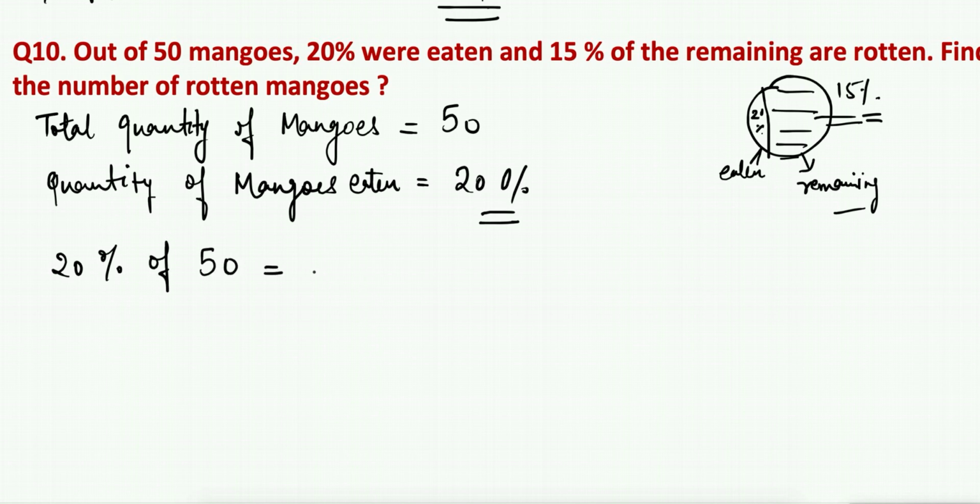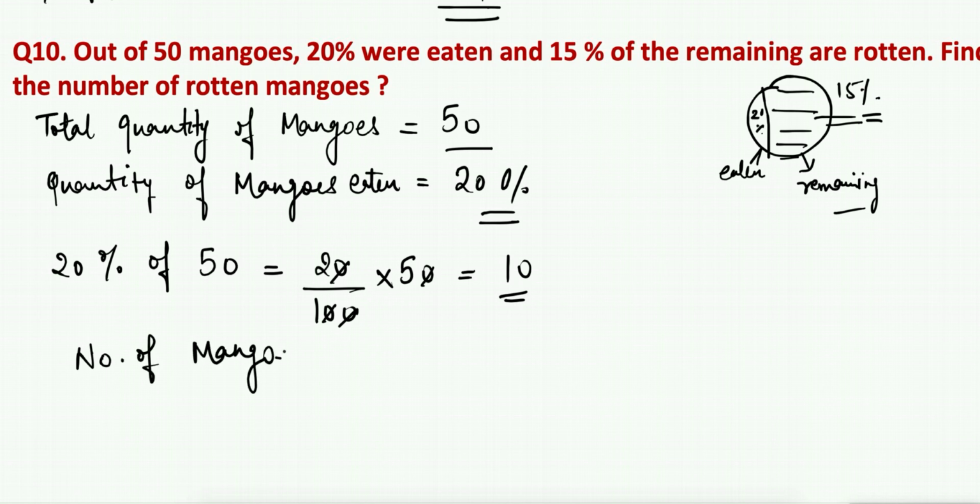First we'll find out this one, because the total quantity is mentioned 50 and 20% of the total were eaten. So first we'll find how many mangoes are eaten. 20% of 50 is how much? 20 divided by 100 multiplied by 50. 5 2s are 10. So the number of mangoes eaten is how much? 10. So total were how much? 50 and 10 were eaten. So this number we come to know as 10.